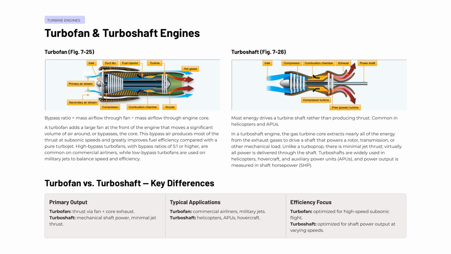The core distinction between these two engines comes down to their primary output. Turbofans are optimized to produce thrust for high-speed subsonic flight. Turboshafts are optimized to deliver mechanical shaft power across a range of operating speeds. Understanding this difference is essential when evaluating power plant selection for any given aircraft or application.